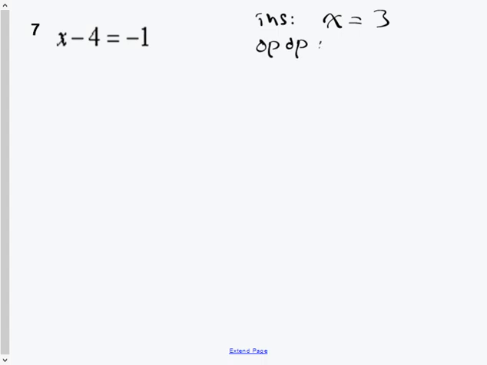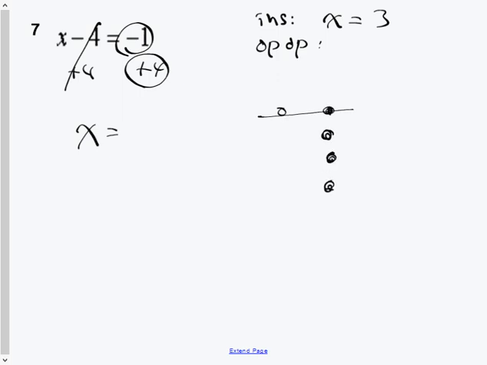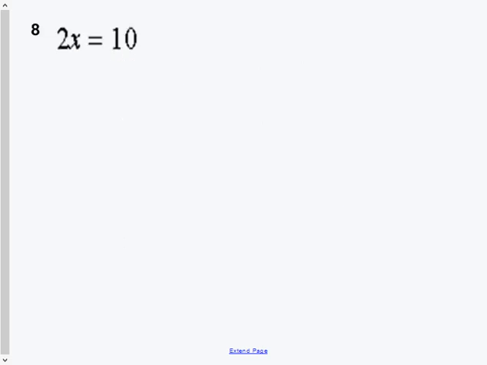But if I use opposite operation, I'm going to add 4 to both sides, create a 0 pair, and x is equal to, what is a -1 and a +4 combined to? Well, remember, that's a -1, and that's a +4. So if I combine them, that's a 0 pair. I'm left with 3. So when I combine a -1 and a +4, I get 3. So either way, either by inspection or by opposite operation, I get the same solution of x equals 3.